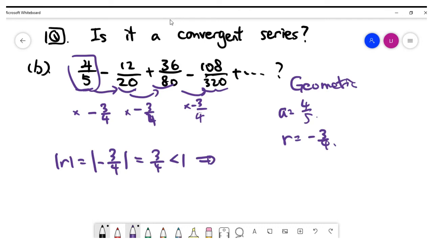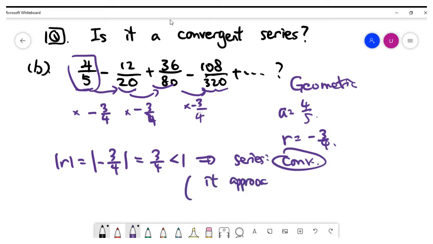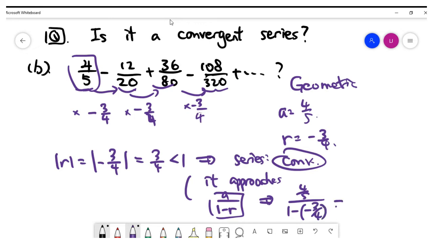Whenever the ratio is less than 1, we understand that the series is convergent. And whenever the series is convergent, we can find that it actually approaches a certain point based on the formula A over 1 minus R, which is 4 over 5 divided by 1 minus open bracket minus 3 over 4, right? And this number is actually the same as 16 over 35, and we expect that such a strange infinite series will approach this number. And let's look at the next case.